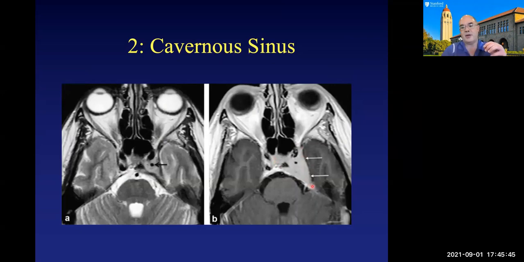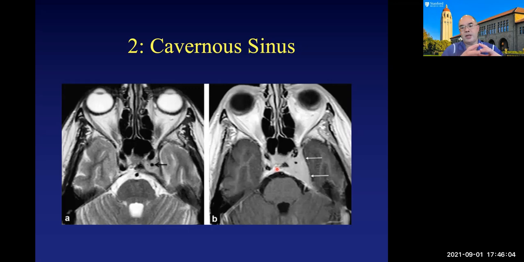Now, you cannot see the nerves on the MRI scan, but they're running in this white tumor here. So if you try to do surgery, you may not be able to identify the nerves before they're injured. So for cavernous sinus meningioma, radiation is pretty much the standard treatment.